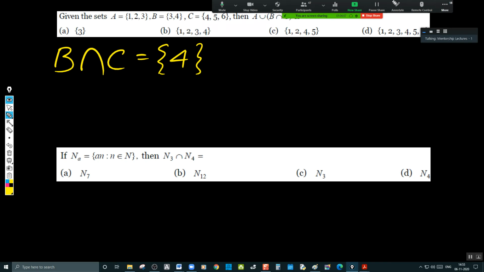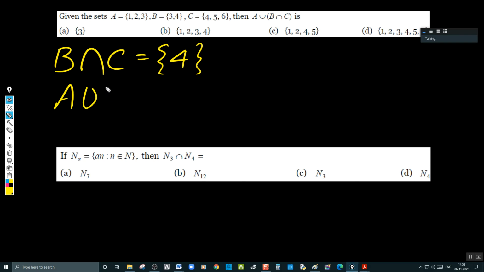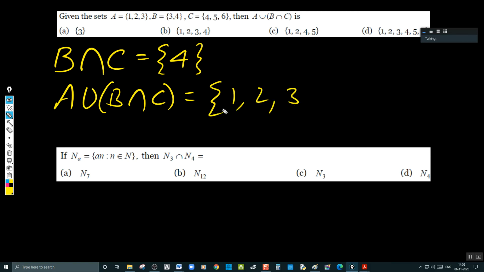What we need is A union of B intersection C, which is equal to... union means all elements you need without repetition. All elements in A, 1, 2, 3, and all elements in B intersection C, only 4. So this is the answer. Option B. Yes, sir. That's what it is, A union of B intersection C.